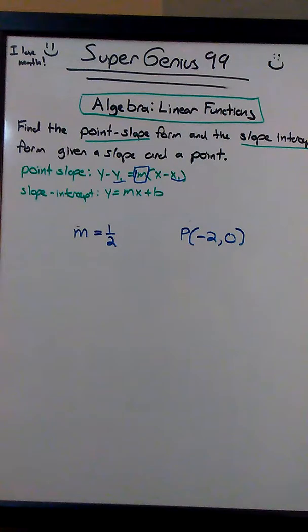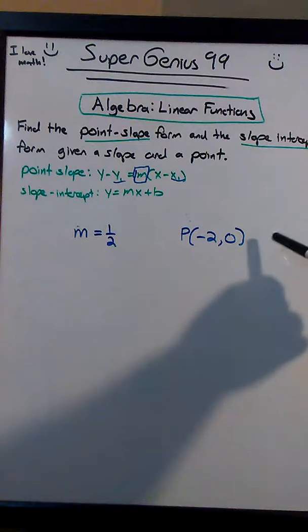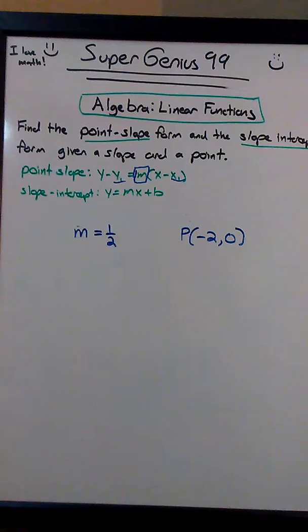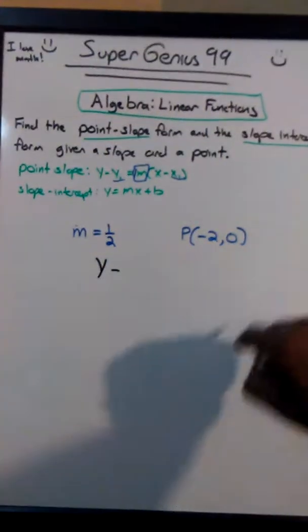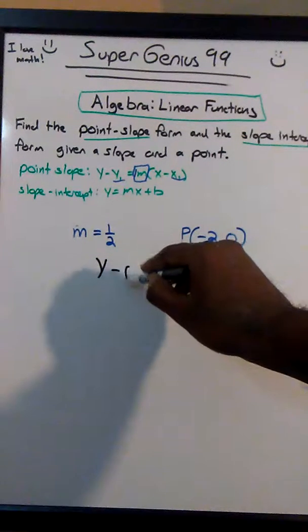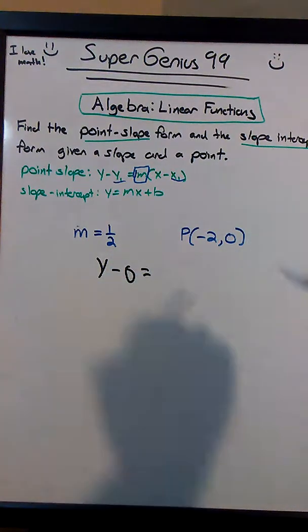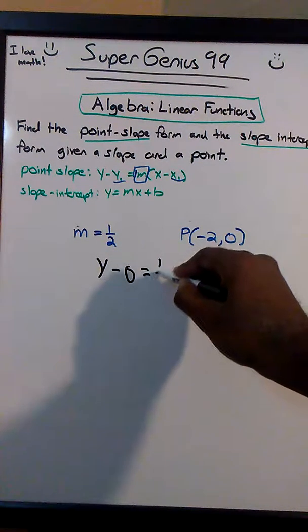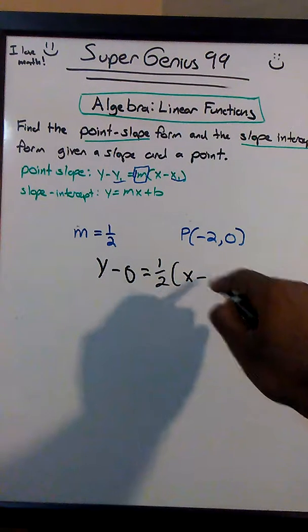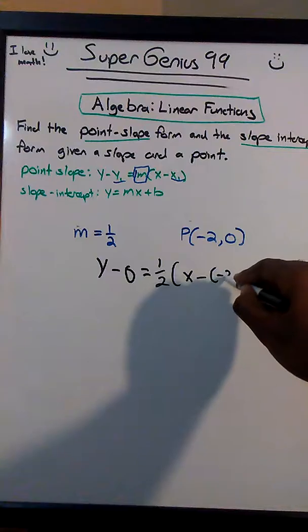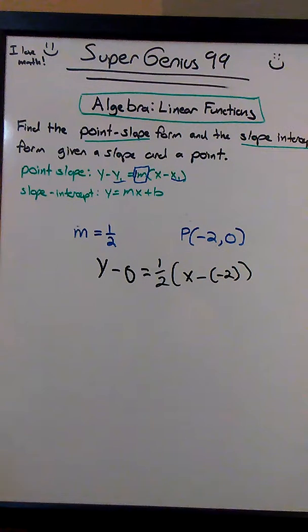Okay, let's look at this one. So here, our slope is how much? 1/2. And our point is negative 2, 1. Okay, so let's start out by putting that in point slope form. Y minus, what's your y1? 0 equals, what's your m? It's right there, 1/2. X minus, what's your x1? Negative 2.